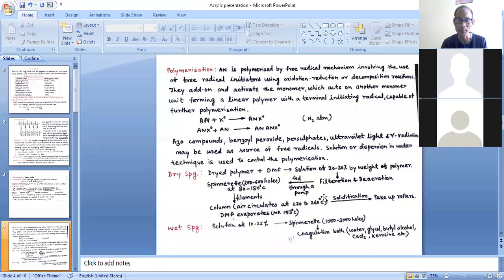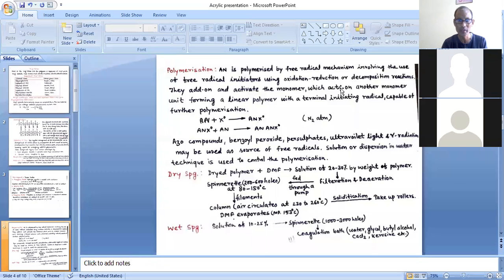Then it is fed through a pump through the spin rate, which is having 200 to 600 holes or orifices. At 80 to 150 degrees centigrade, we are getting fine streams of solution. These fine streams are passing through a column, vertical column, where we are circulating hot air at 230 to 260 degrees centigrade.